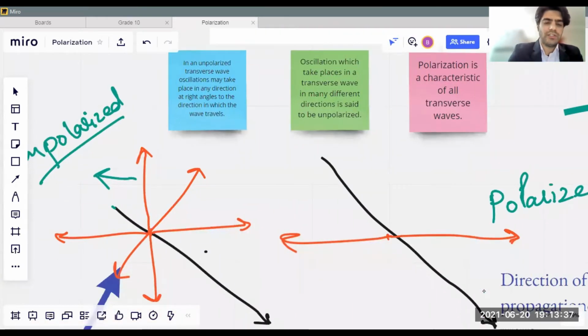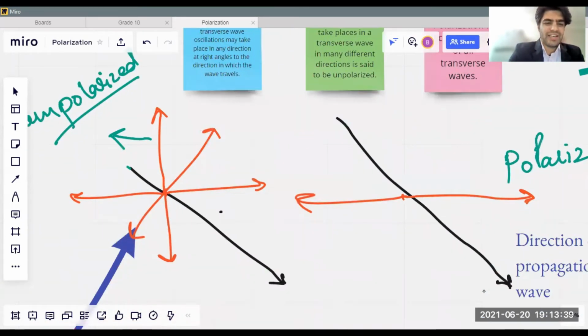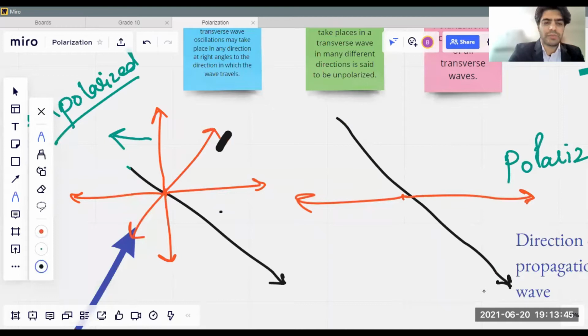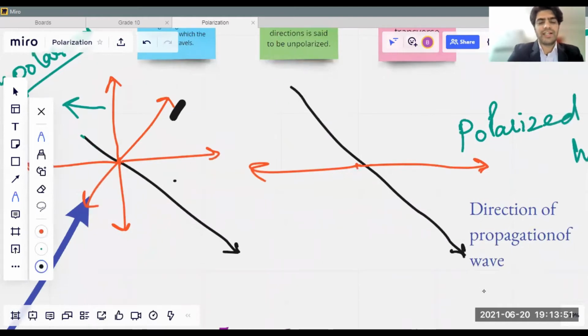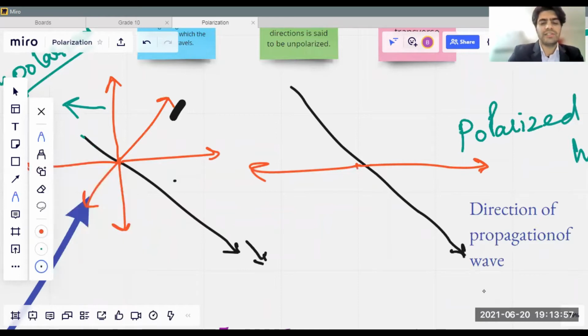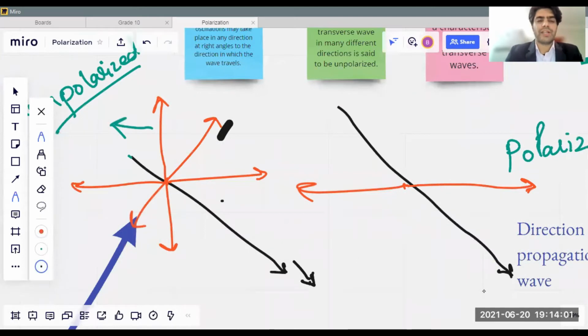Just like you can see on this side, I have drawn all the directions which are possible in this case. Some of the particles are vibrating in this direction, some of the particles are vibrating in another direction. Their way of transferring energy is the direction of the wave, which is this black line going in this direction. That is the way of transferring energy. So this is an unpolarized light in which particles tend to vibrate in all directions.